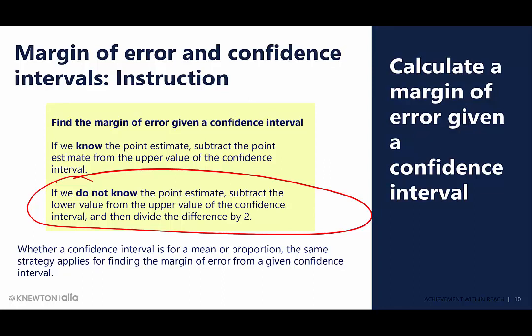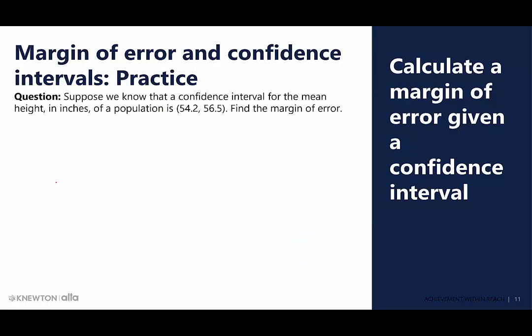Right? Because it makes sense. If you take your upper minus your lower, that'll give you the total spread. But remember, half of it was going to the left, half of it was going to the right. That's why we're dividing it by 2. Let's look at an example here.